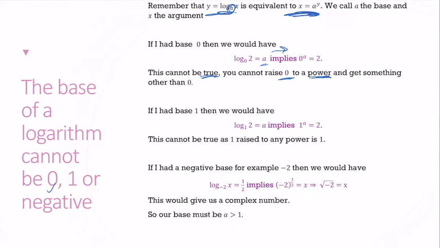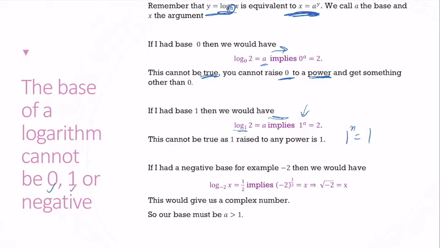If I had base 1, for example, if I had log base 1 of 2 equals a, well, this would imply, if I converted it to an exponent, that 1 to some power gives me 2. And this can't be true, right? Because 1 to any power is just 1, no matter what that power is.